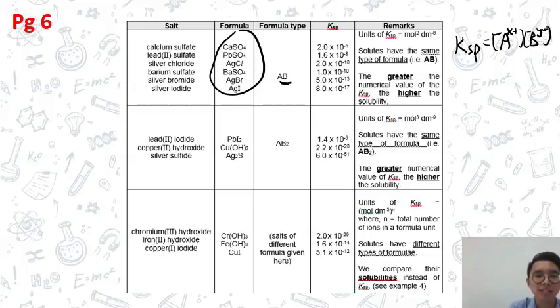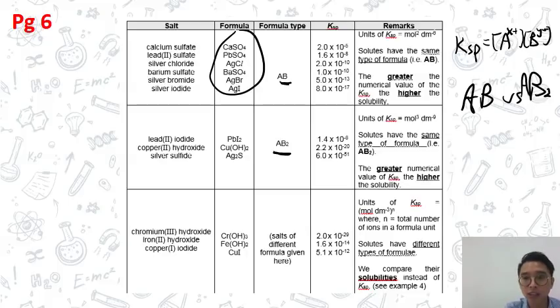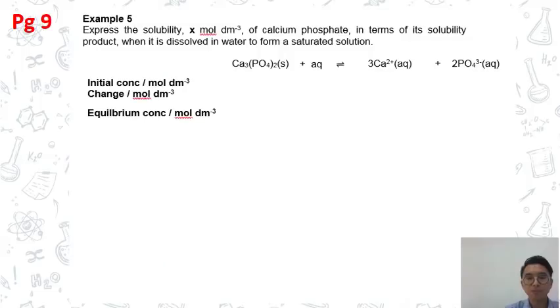So among the AB types, you can just look at the KSP to compare solubility. If they're all AB2 types, you can look at the KSP to compare their solubility as well. But if it's across different formula types, let's say you are comparing AB versus AB2 types, you cannot look at the KSP, you have to calculate the solubility. In any case, if at any point you're not sure, the foolproof way is always to calculate the solubility. Then you will always be able to tell which one is more soluble. Let's move back to page 9.